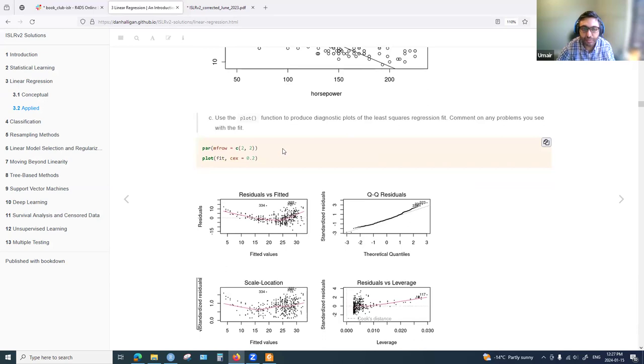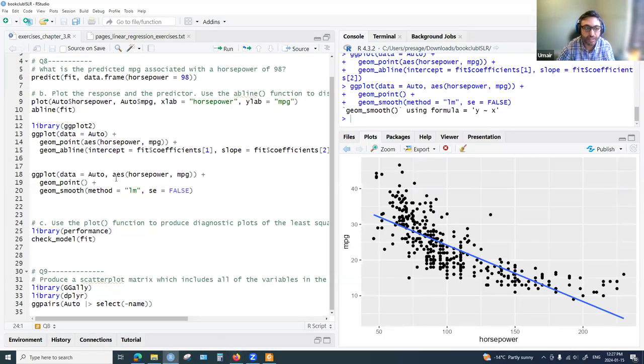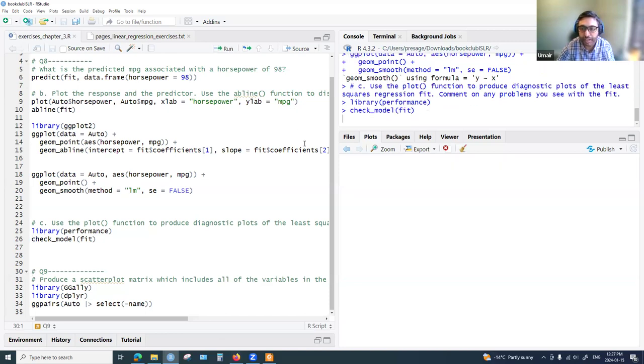Next, use the plot function to produce diagnostic plots of the least squares regression fit. So plot is very useful here. We just need to provide the fitted model, and then it will show us these diagnostic plots. The other option we discussed last time was the performance package. With check model, we get similar plots.